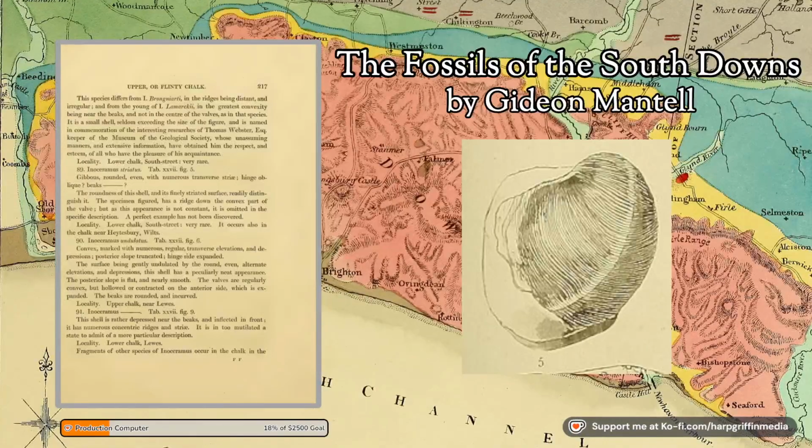89. Inoceramus striatus. Tablet 27, Figure 5. Gibbous, rounded, even, with numerous transverse striae. Hinge oblique, beaks. The roundness of this shell and its finely striated surface readily distinguish it. The specimen figured has a ridge down the convex part of the valve, but as this appearance is not constant, it is omitted in the specific description. A perfect example has not been discovered. Locality: Lower Chalk, South Street, very rare. It occurs also in the chalk near Heytesbury, Wilts.